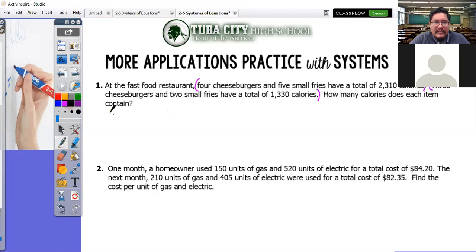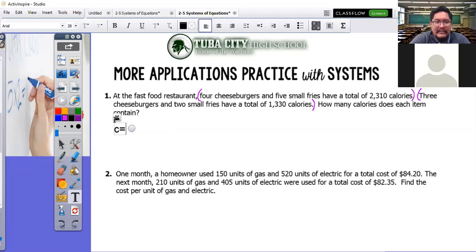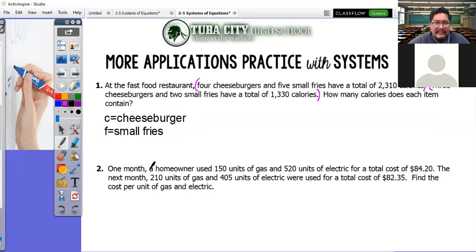So for defining the variables, I'm going to put C is cheeseburger. And then I'm going to put F for fries. Now in this case, they say small fries. Because I'm sure if you have a different size fries, it's going to be a different calorie load. Anyway, so now we need to know how many calories each item has.